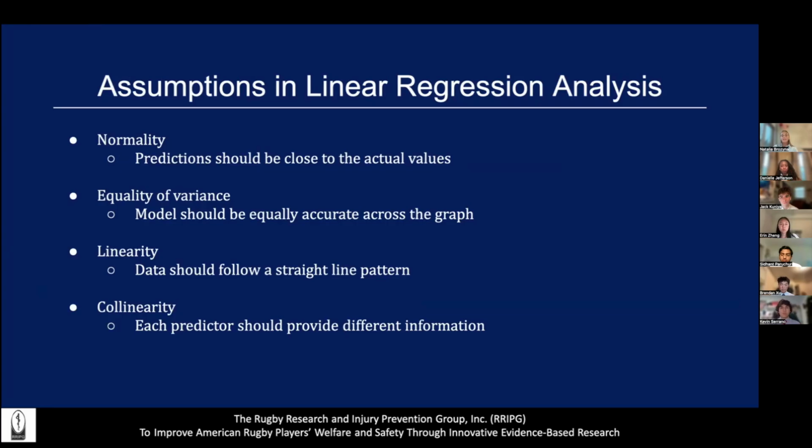Linearity. The data has to follow a straight line pattern or at least trend in that direction. As I showed in one of my previous slides, it cannot be scattered all around the graph. And lastly, collinearity. Each predictor has to provide different information. If two predictors are too similar, they don't add much value and can impact the results.